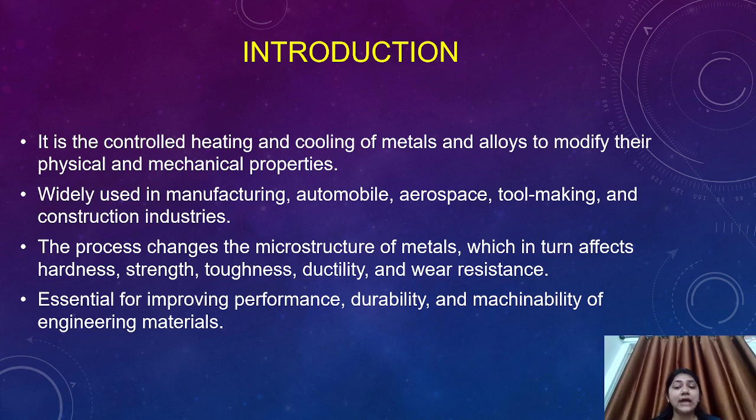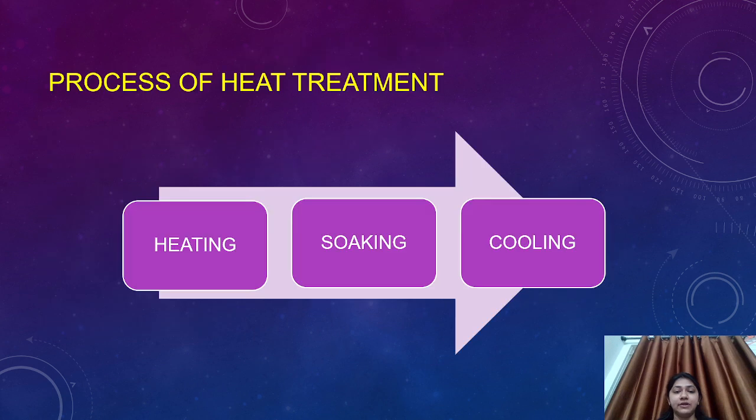For example, a car engine valve must be hard at the surface to resist wear but tough inside to resist impact. Also, a cutting tool must be very hard but not so brittle that it shatters. So, industries such as automobile, aerospace, construction, and tool making rely heavily on heat treatment to make their products safe and reliable. So, what are the processes of heat treatment?